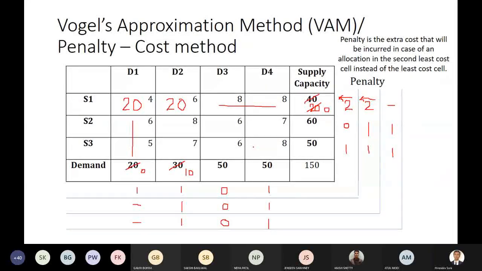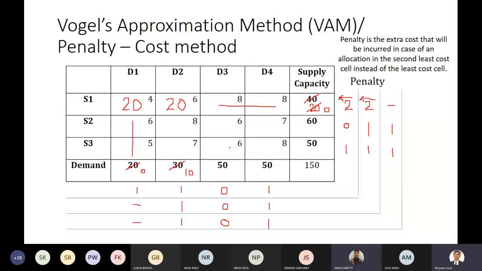Yes, sir. Could you please explain this last step once again? Okay, good. I will do it again. Now what is happening here is if I go with this column, the least cost cell is 7. If I go with this column, the least cost cell is 7. If I go along the row, the least cost cell is 6. If I go along this row, the least cost cell is 6. So 6 is the least cost cell. My preference would be to make an allocation in the least cost cell. So I would prefer this one.